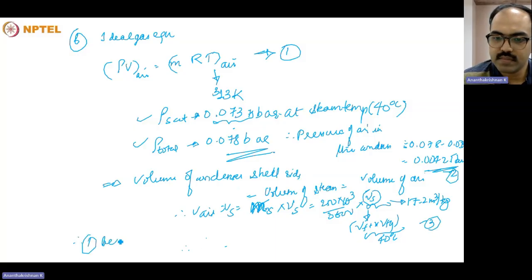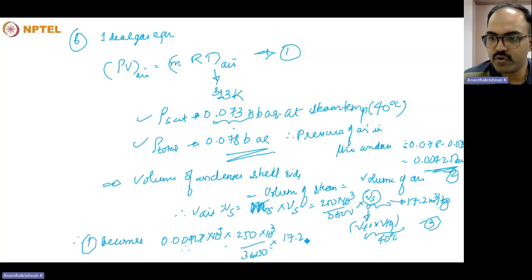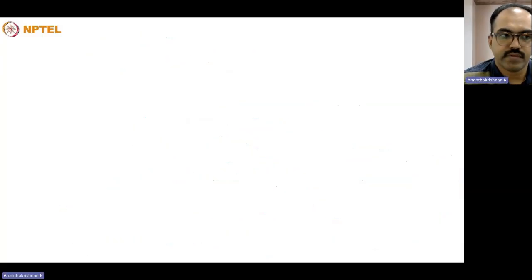Therefore, equation 1 becomes P will be equal to 0.00425 bar multiplied by 10 power 5 into 250 into 10 cube divided by 3600 mass flow rate into 17.2 meter cube per kg. That will be equal to the mass flow rate of the air into 287 into temperature 313. So this will be giving us a mass flow rate of the air that will be equal to 5.651 kg per second. It's based on the ideal gas equation.